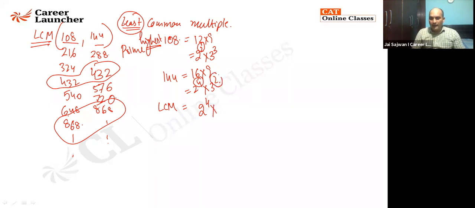So out of the numbers which are available, whichever is having the highest power, I will take that here. For example, my dear, here it is 3 square, here it is 3 cube. I will take certainly the higher power. I'll say this is 16 into 27, that is 432, which is your answer. That is coming out to be the LCM of the two numbers.